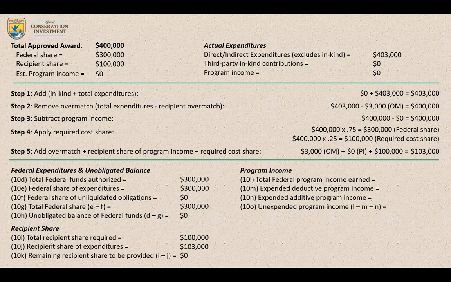Fields 10L through 10O provide information about the federal share of program income earned under the award as of the reporting period end date. For this scenario, there was no program income earned, so each field is 0.